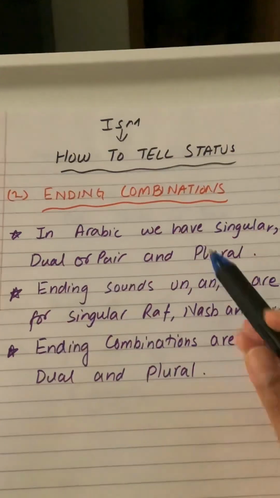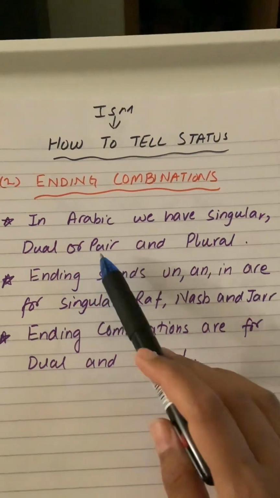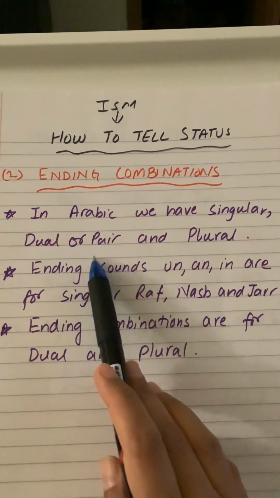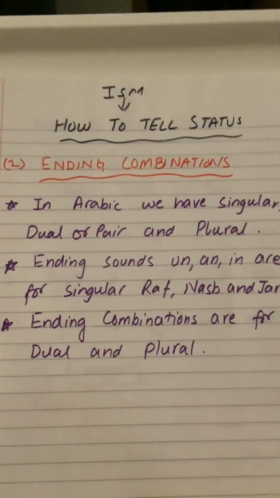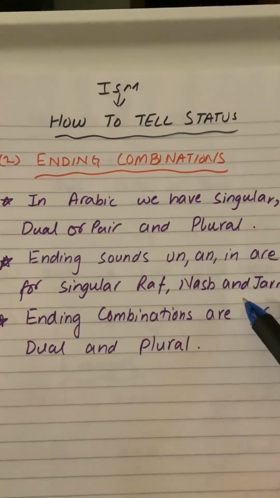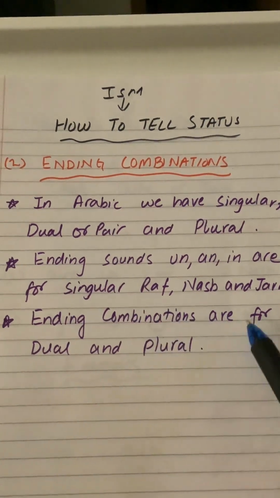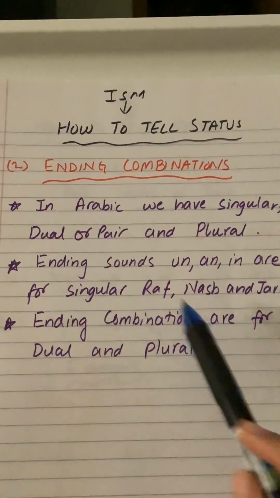Okay, so for ending combinations, there are a few things that we need to remember. In Arabic, we have singular, dual or pair, and plural. When we're talking about English, we have singular and plural, right? But in Arabic, we have singular, then a pair or dual, and then plural. So there are three forms in Arabic.